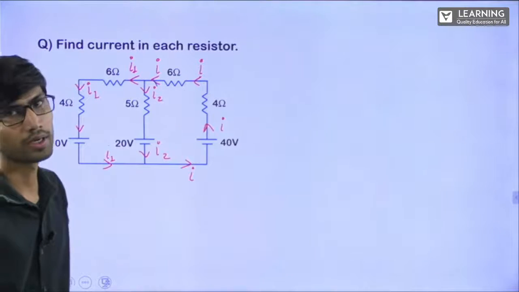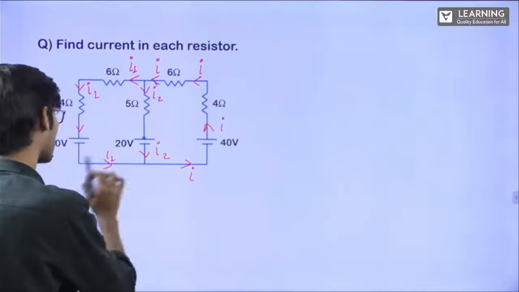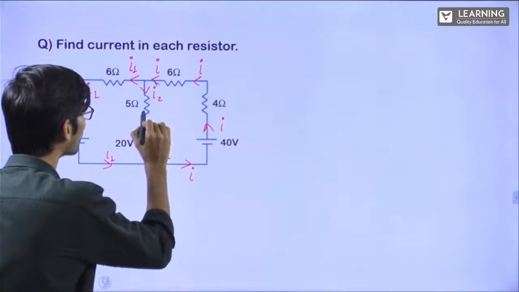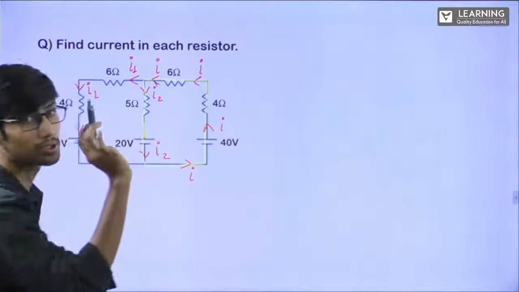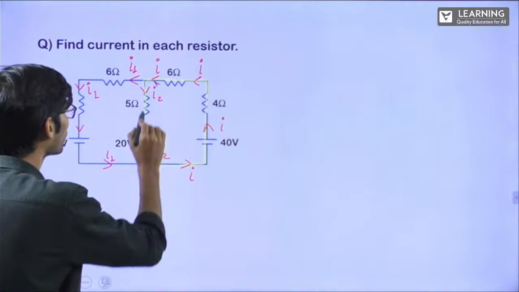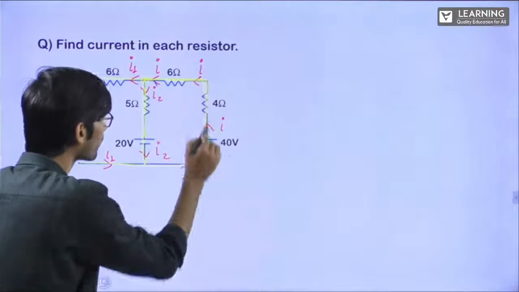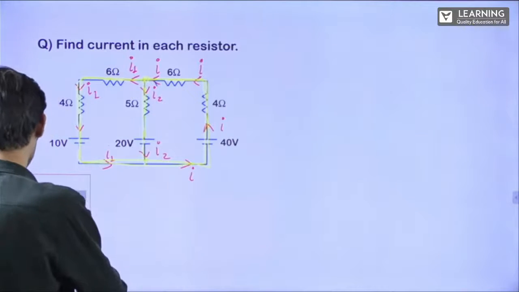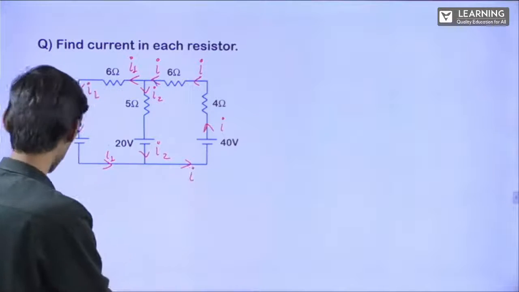It should be a closed loop. You started from here, let's say, and you reached here back. That's all. This is a loop. You started from here and reached here back. This is a loop. You started from here and reached here again. This is a loop. All right. Fine.